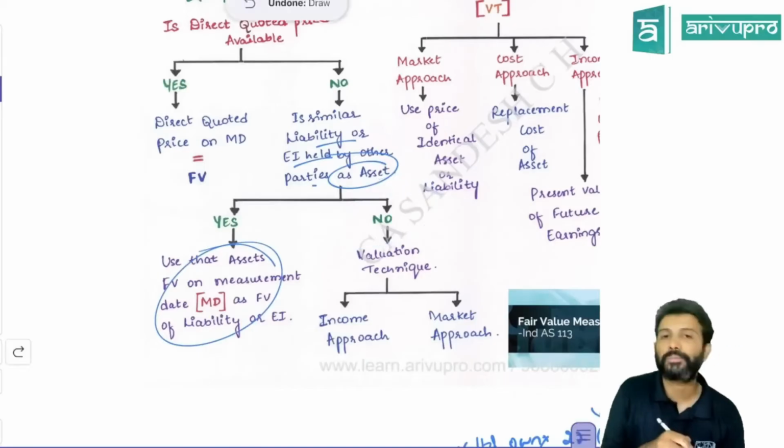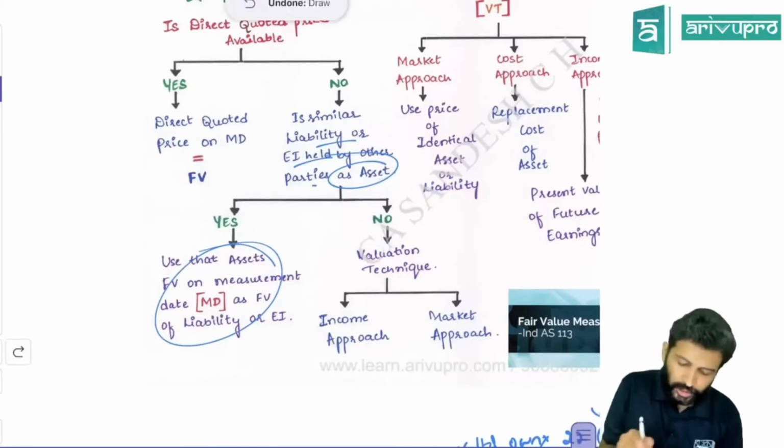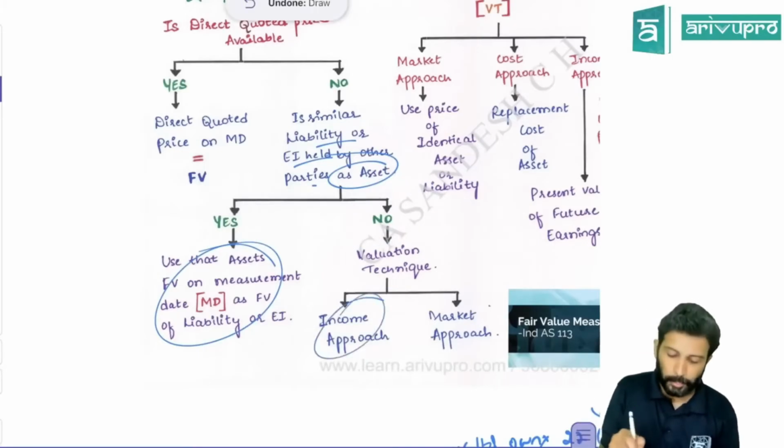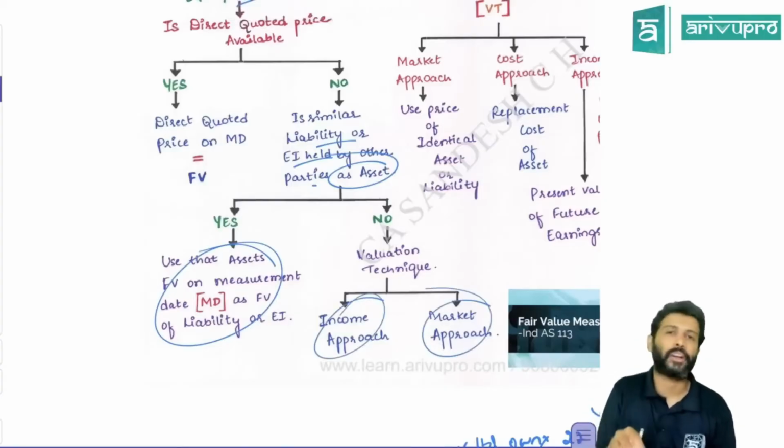If that is also not there, and a similar asset is not there, then what do you have to do? Then you have to use some valuation technique, income approach or market approach, and find it out. More about that we'll talk about.